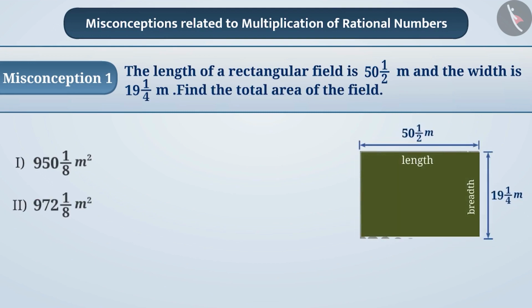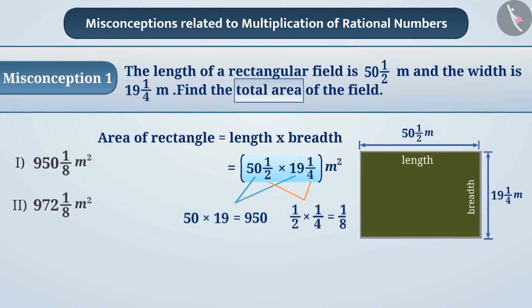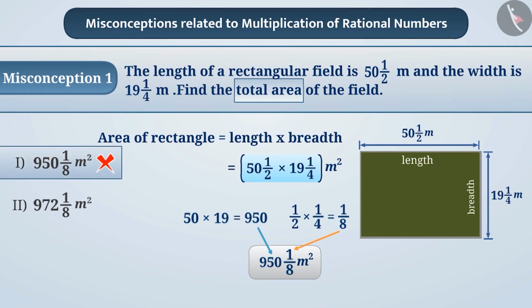Here, we will have to find the total area of the rectangular field. Area of the rectangle is equal to length into breadth, which is equal to 50 1 by 2 into 19 1 by 4 meter square. While multiplying 50 1 by 2 and 19 1 by 4, many times children multiply the whole parts separately and the fraction parts separately. Here, they multiply 50 and 19 and multiply 1 by 2 and 1 by 4, and together they get the result 950 1 by 8 meters square, which is option 1. This is incorrect.